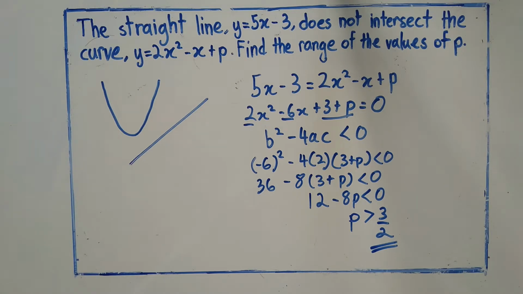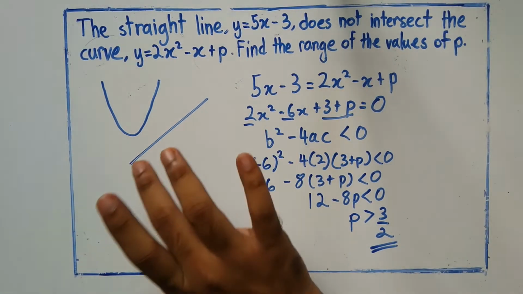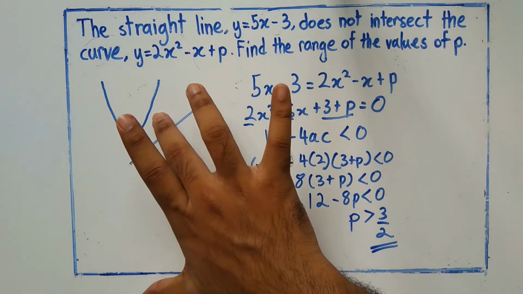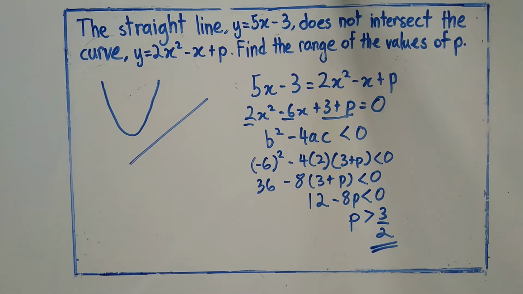Here, the value of p is more than 3 over 2. If it's more than this value, you are guaranteed to have no intersection between the two functions. We can see that by using two different functions, a quadratic curve and a linear function, we can use the test b squared minus 4ac to determine whether it has an intersection or not.